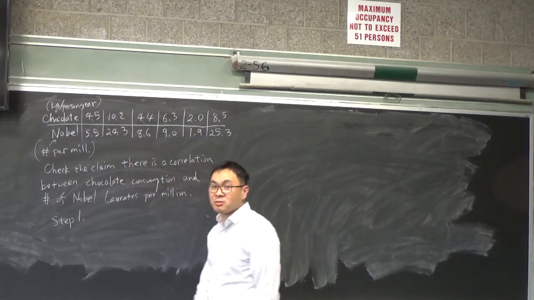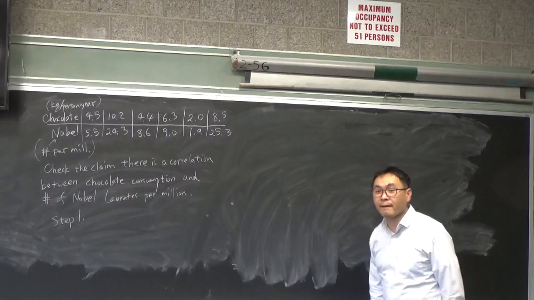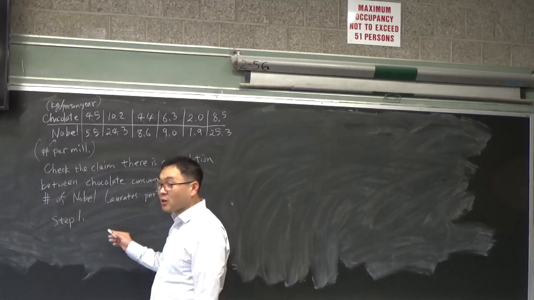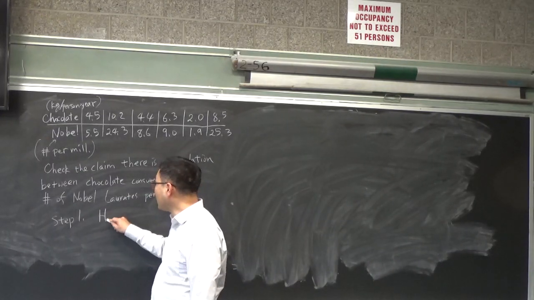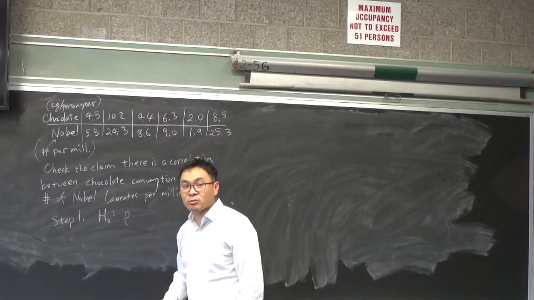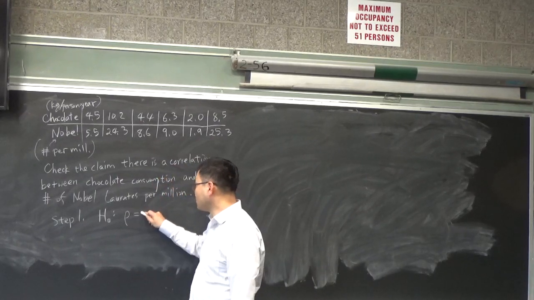In any hypothesis testing, what is step 1? State your claims. Yeah, you have to state your hypothesis, right? So the null hypothesis here is that the correlation coefficient of the population is 0.